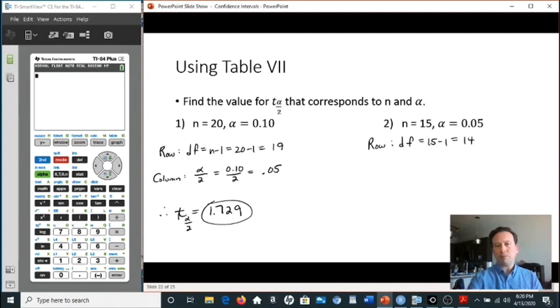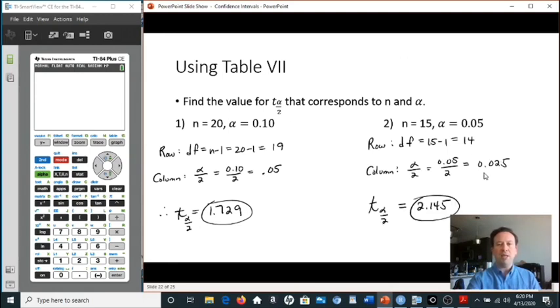Similarly, for n equals 15 and alpha equals 0.05, the degrees of freedom is 14, and alpha over 2 is 0.05 divided by 2, which is 0.025. So again, go to the row with a 14, the column with 0.025, and you should get 2.145.